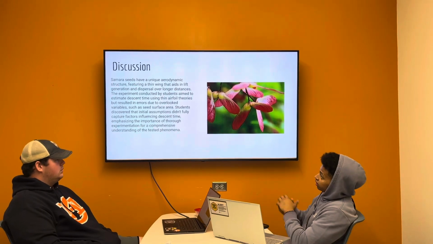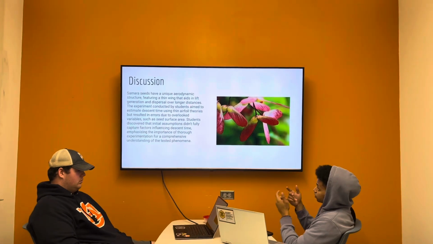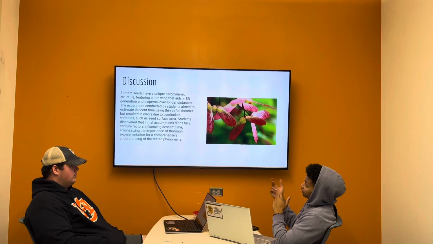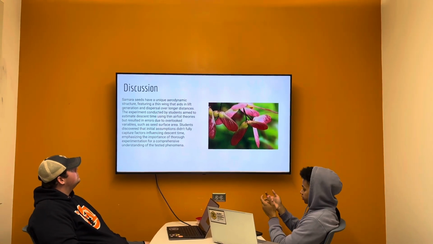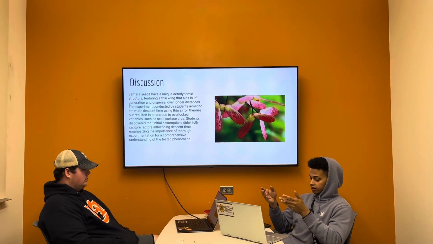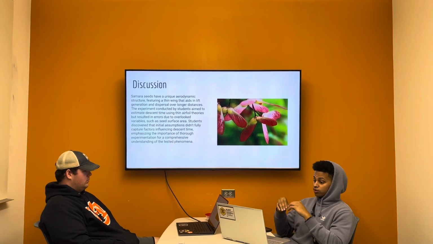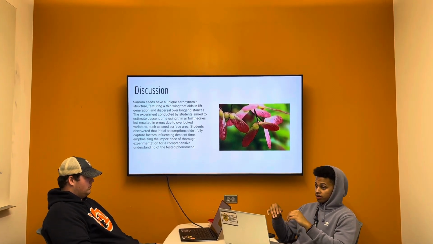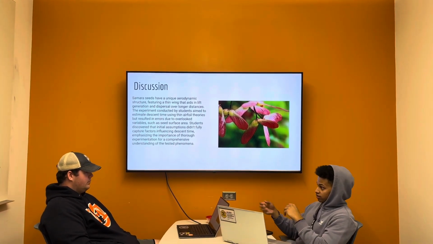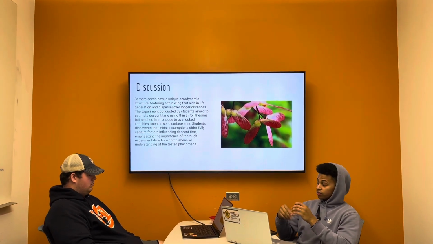As for our discussion, the Samara seed pictured here has a unique aerodynamic structure featuring a thin wing that aids in lift generation and dispersal over long distances. The reason for this is that the species of tree that produces these seeds wants to be able to spread out the seeds as far as possible to cover the most amount of area. So if there's a gust of wind, this allows the seed to fly several kilometers away from the host tree where the seed was dropped.